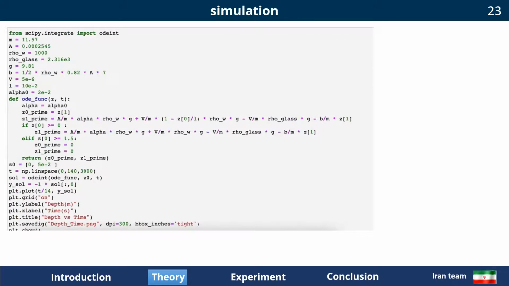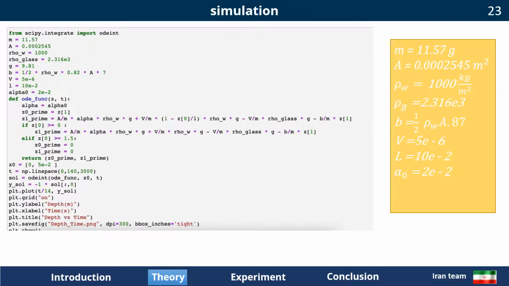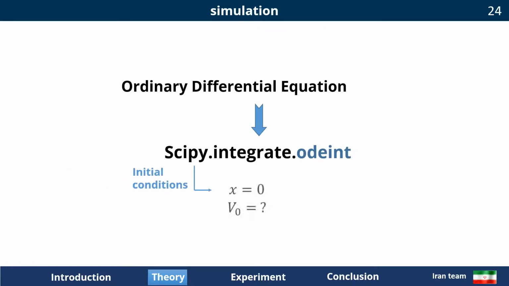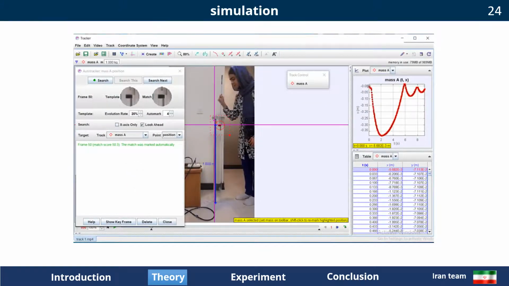We used Python for our simulation, and we gave it these initial conditions that we measured. We have an ordinary differential equation, so we used this library in Python and gave it these initial conditions. X is equal to 0, and we obtained v0 using Tracker.